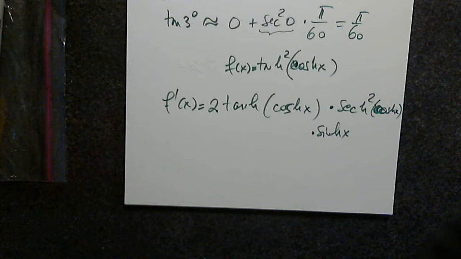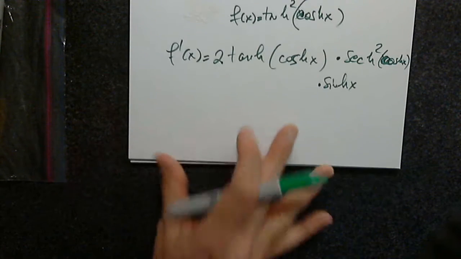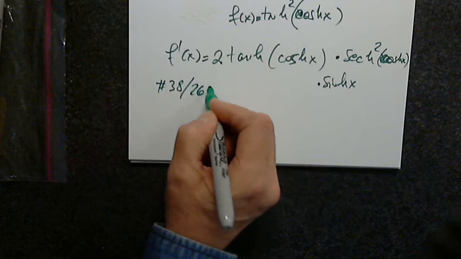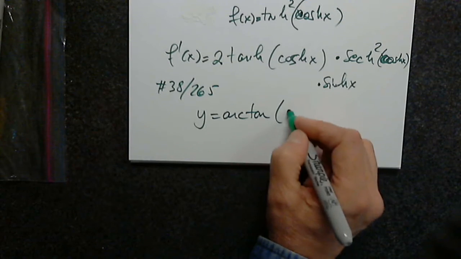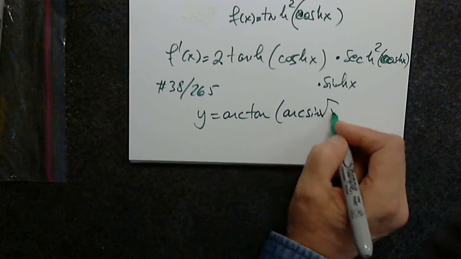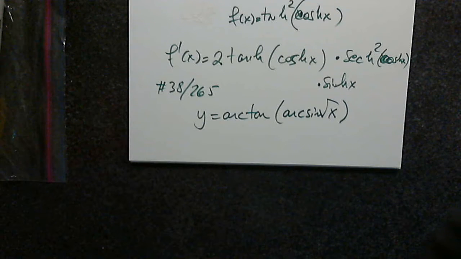So what would you like to do? I'm waiting for you to ask anything. Can you use some of the arc functions, like arc sine, inverse cosine? Oh, yes. Very good. So let's take a look. What about 38 on page 265? And that is y equals arc tangent of arc sine of the square root of x. Is that what you had in mind? Yes? Perfect. So let's take 1 minute.